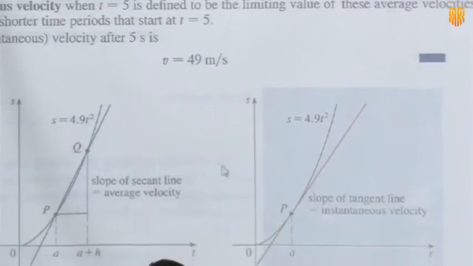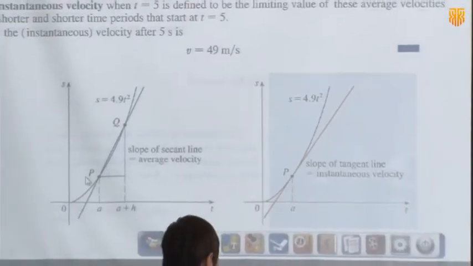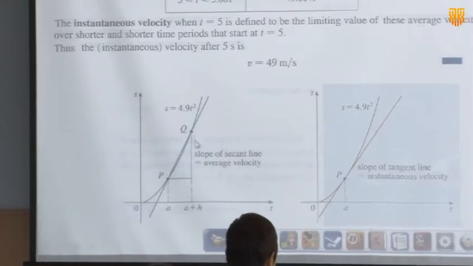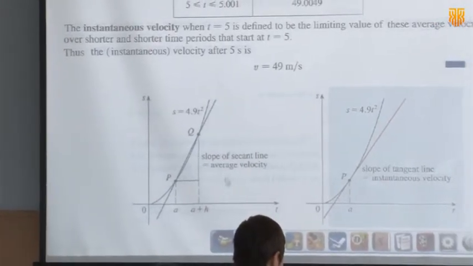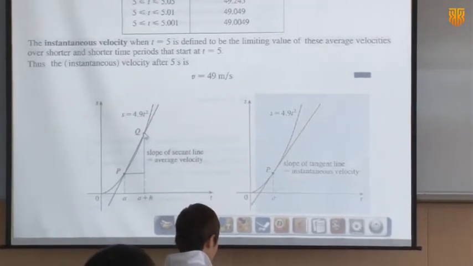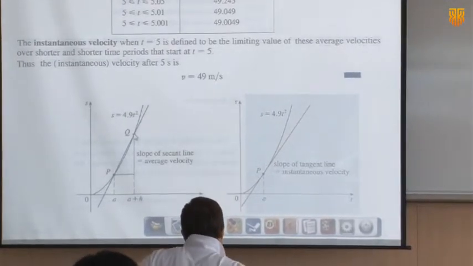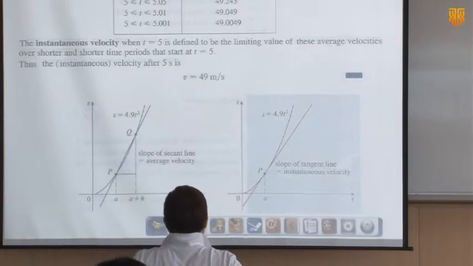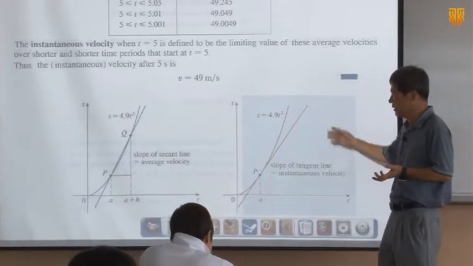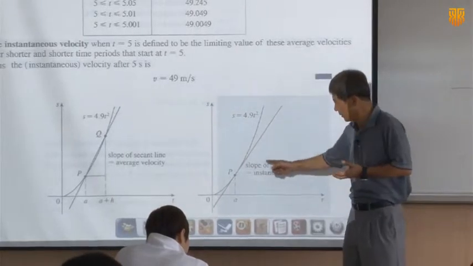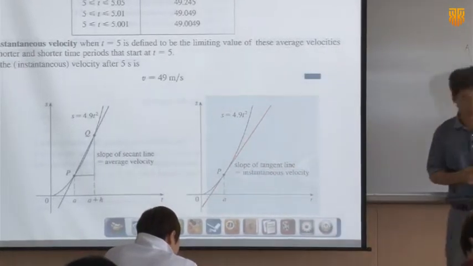If you draw this one, already we talked about this previously, the secant line is the average velocity, and this one is instantaneous velocity, right? So the slope of the secant line is average velocity, and the slope of the tangent line is instantaneous velocity. But usually when you say velocity, it means instantaneous velocity. Okay, you can omit this one. It's okay, no problem.